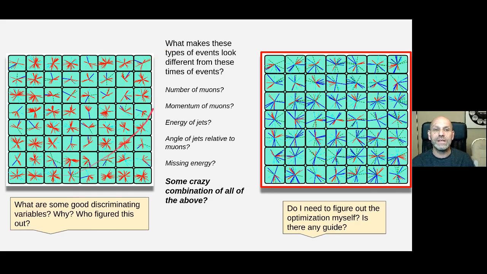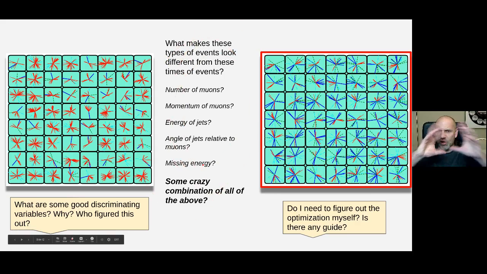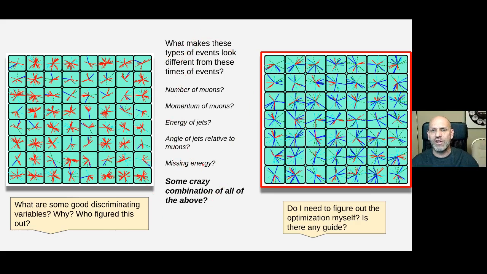You could say, well, what is it that makes my background look different from the signal? Is it the number of muons on average? Is it the momentum of the muons? Is it the energy of the jets? Is it the angle of the jets relative to the muons? Is it some missing energy? Is it some crazy concoction, some mix-up of all of these, again, some machine learning algorithm that learns to distinguish these? What are good discriminating variables? Again, a discriminating variable is something where my signal looks different from my background.